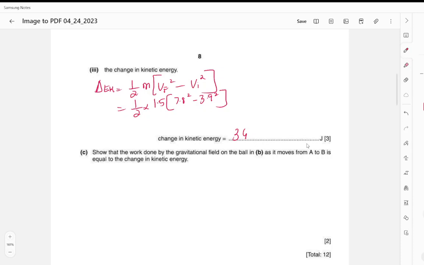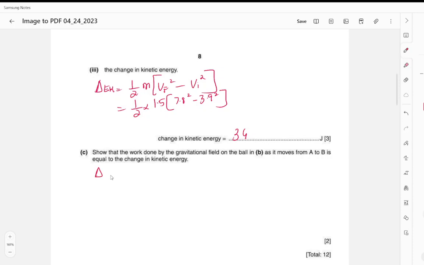Okay, ye wala bhi. Show that the work done by the gravitational field on the ball as it moves from A to B is equal to the change in kinetic energy. So we need to find the work done by the gravitational field. We need to show that. अब इसको हम लोग कैसे करेंगे? MGH, we can find the height. We definitely can. So let's see.